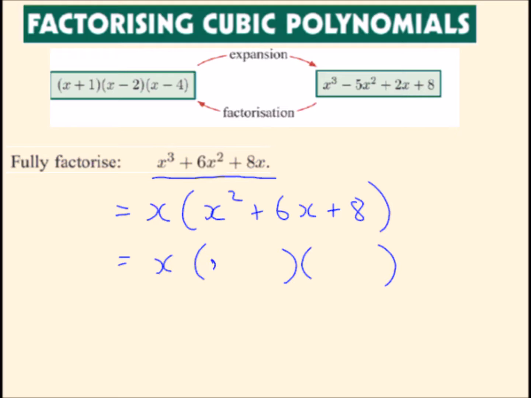So we have x multiplied by x for the x squared term. Now these 2 terms here would multiply to make 8 and add to make the 6. So we have 4 times 2 would equal 8, and if we add 4 and 2 we get 6. So now that is completely factorised into 3 linear factors.